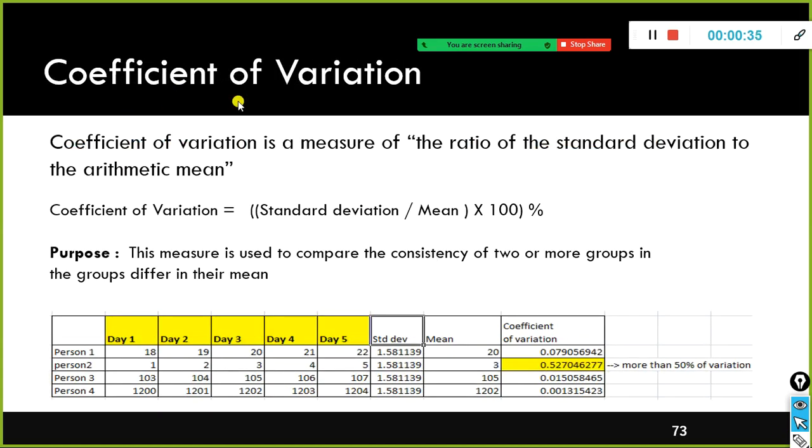In today's session, we'll continue with understanding what the coefficient of variation is. This is another measure using which we can understand the spread of the data. What is the coefficient of variation? The ratio of the standard deviation to the mean. We learnt about the standard deviation, and we know the mean. If you divide the standard deviation by the mean and multiply by 100, you will get the coefficient of variation percentage.